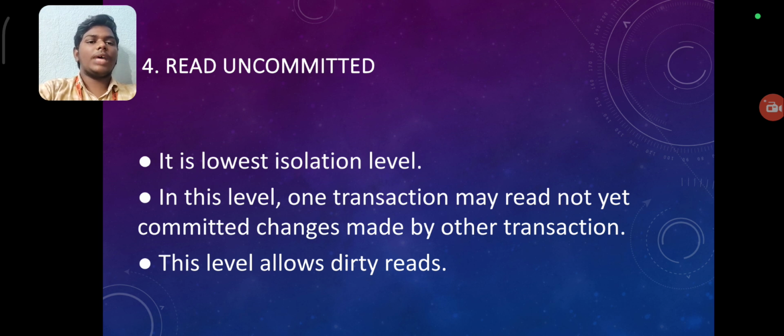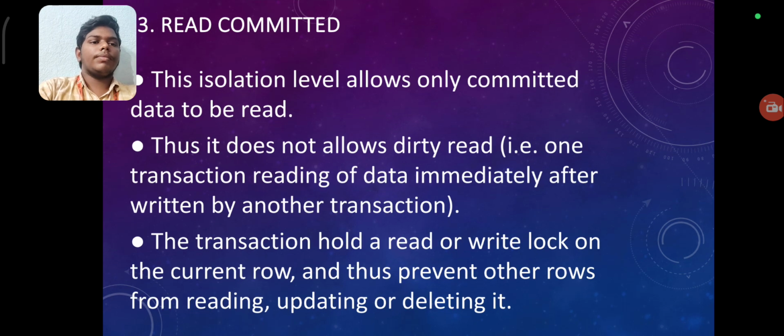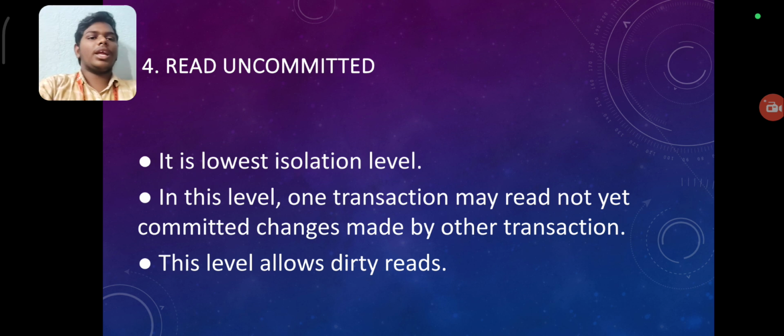So read uncommitted is the lowest level of isolation. One transaction may read not yet committed changes made by another transaction, so this level allows dirty reads. In read committed, it does not allow dirty reads, but in read uncommitted, it allows dirty reads.